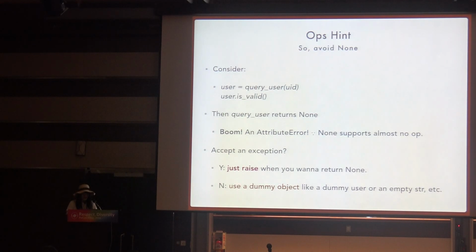So if you expect an exception in this case, I suggest you just raise a better exception in your function. Or you can use a dummy object, like a fully functional user, that just returns false in every validation function, like a dummy user or an empty string.